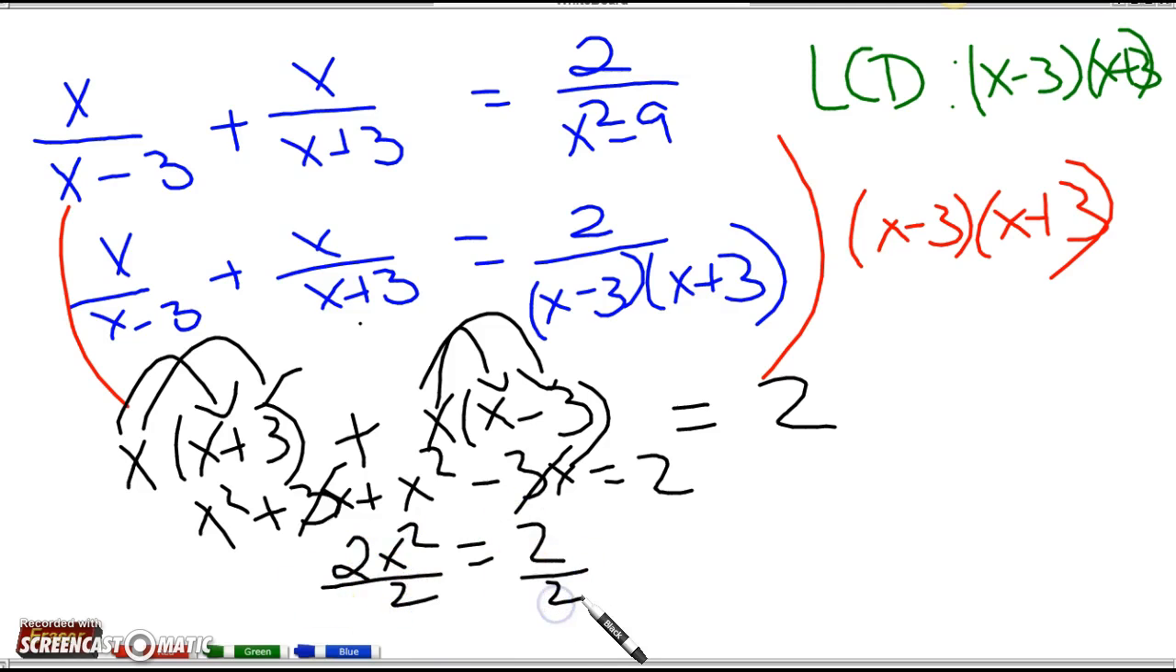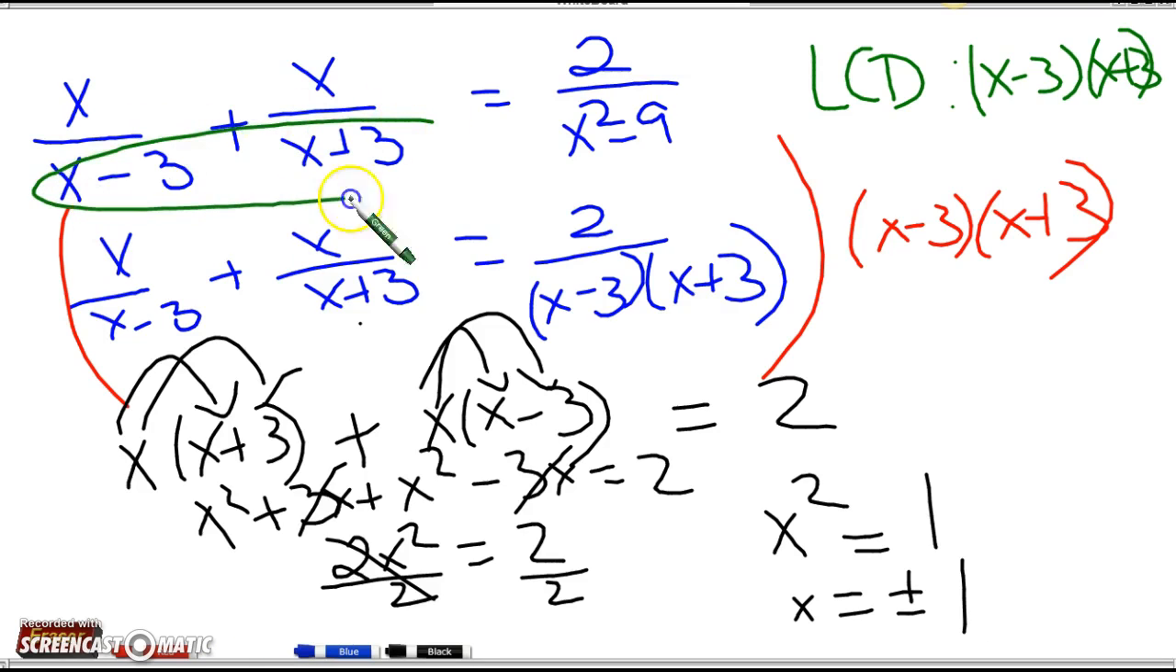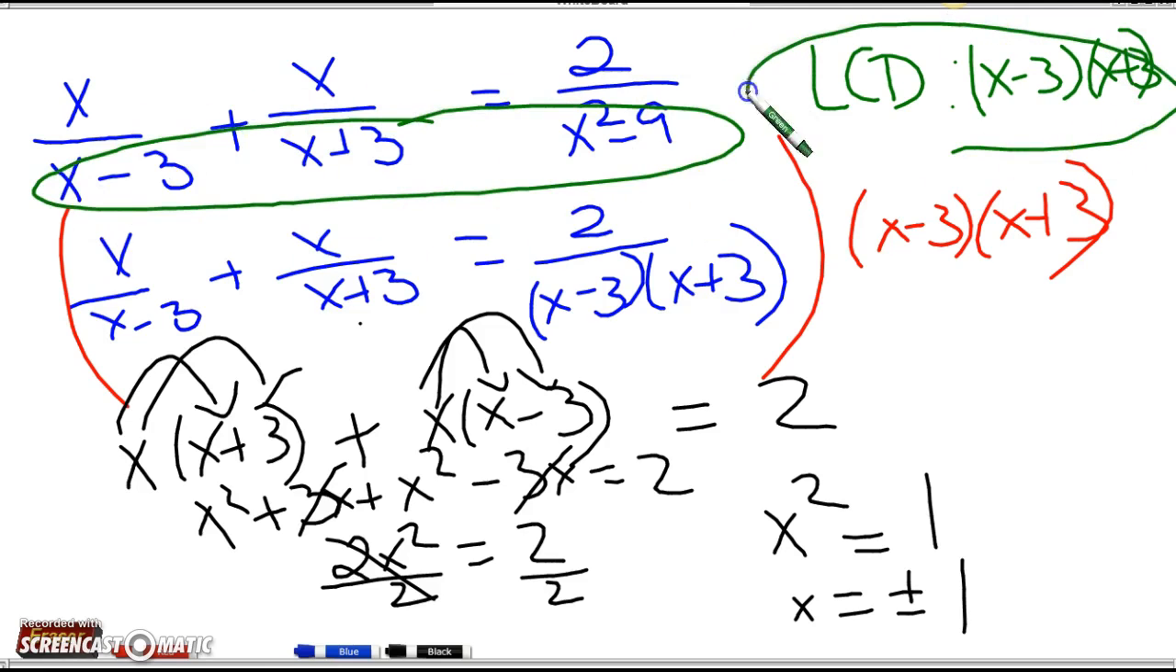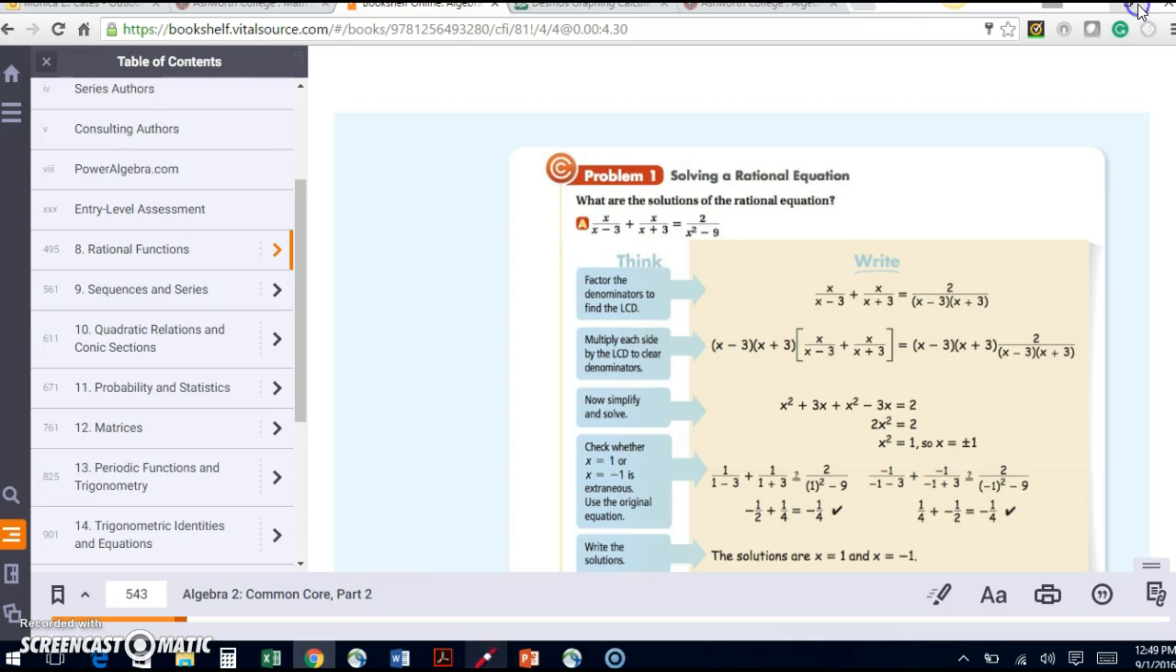The next rational thing to do would be divide both sides by 2, and I get x squared equals 1. So x is equal to plus or minus the square root of 1, which is 1. So those are my two solutions. Now I can go back and check my solutions by looking at my denominators and also my least common denominator. I can see that 1 is actually a solution of the equation. If I plug in 1, I won't get an undefined value. So 1 definitely works.